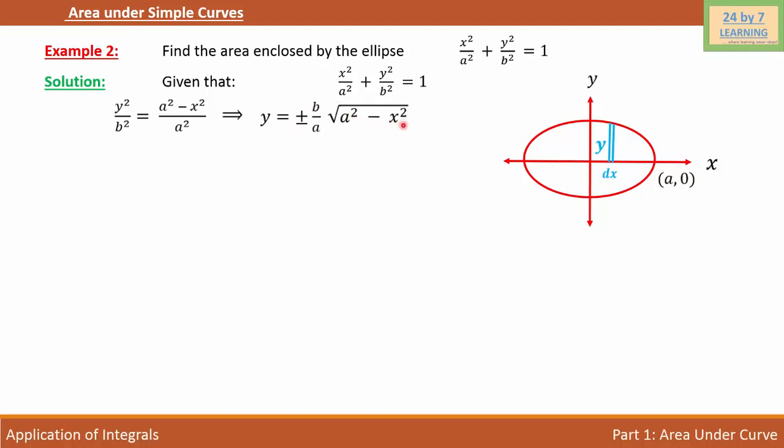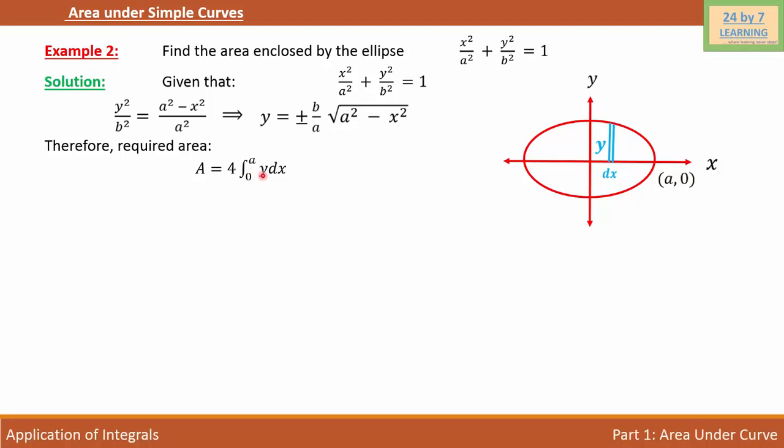Now let's find the area of the ellipse. Technically, the area of the ellipse is 4 times the area of the first quadrant of the ellipse. So the required area is A equal to 4 times the integral from 0 to a of y dx. Technically, this is the origin, and we are moving from the origin to this point. At the origin the values of x and y are 0, 0, and at this point the values of x and y are a, 0. So x is increasing from 0 to a. So our lower limit is 0 and our upper limit is a.